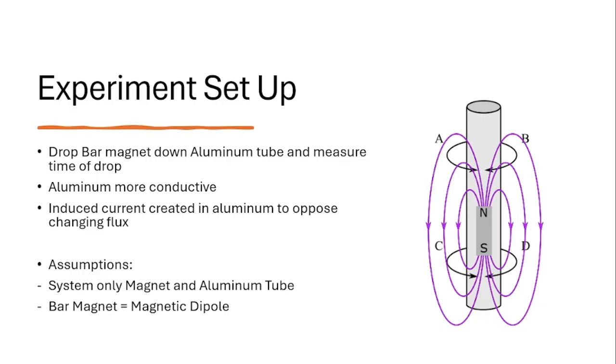And we're going to make a couple of assumptions. Number one is that the system only pertains to the magnet and the aluminum tube, and we're going to assume that the bar magnet is a magnetic dipole.